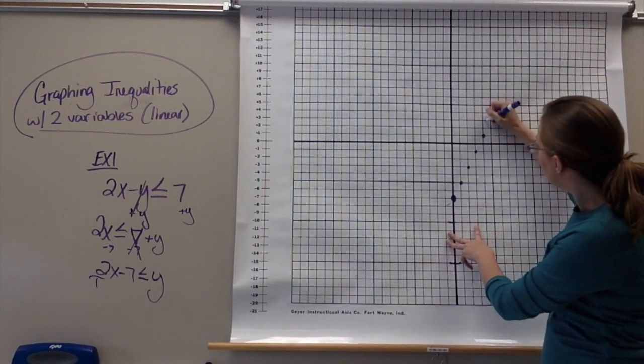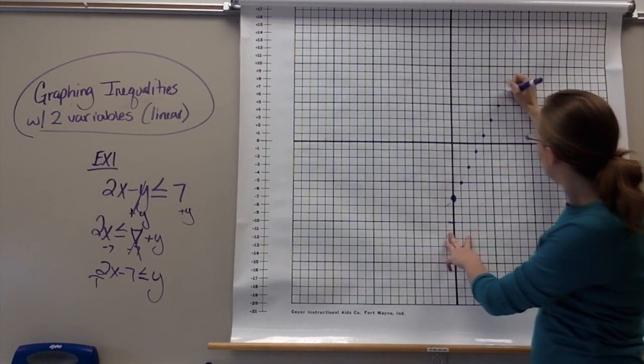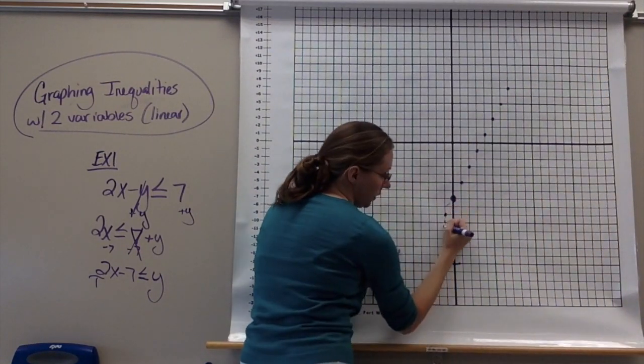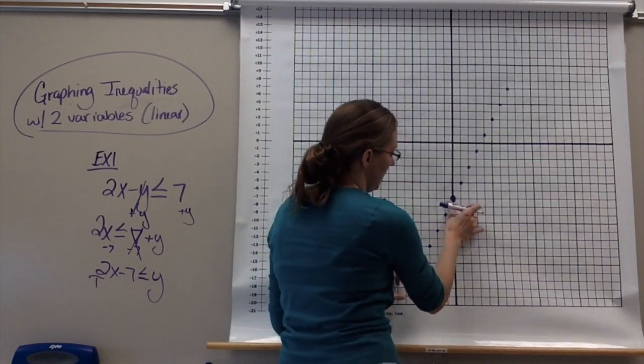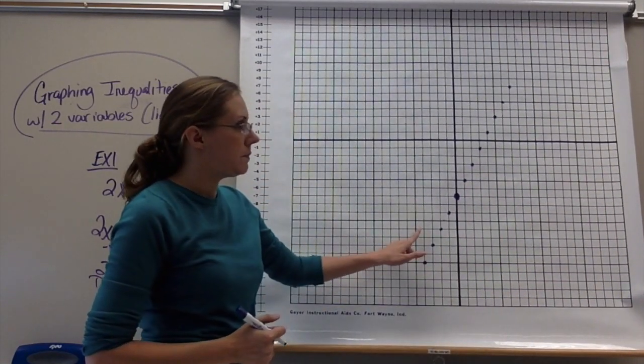Continue that pattern up most of my graph. And if I want to, I can do a couple below in the opposite pattern. Okay. All right, so now I have my line.